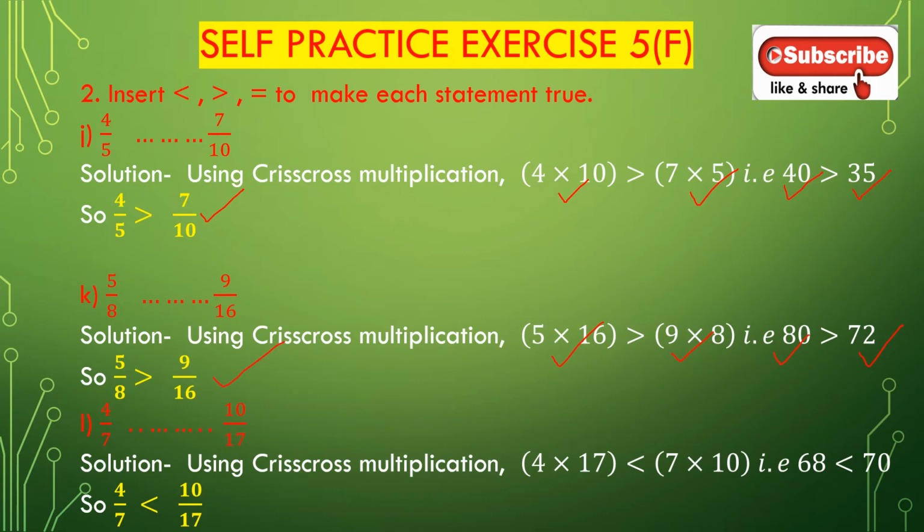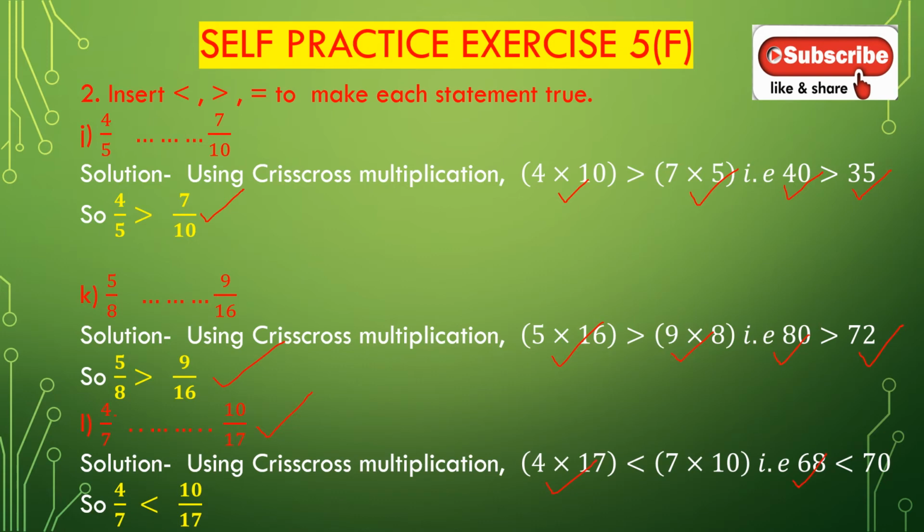L) 4/7 and 10/17. Here both are unlike fractions. Using the crisscross multiplication, multiply the numerator of 4/7 with the denominator of 10/17. 4 multiplied with 17, we get 68.